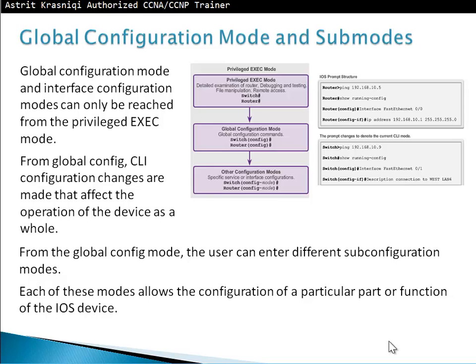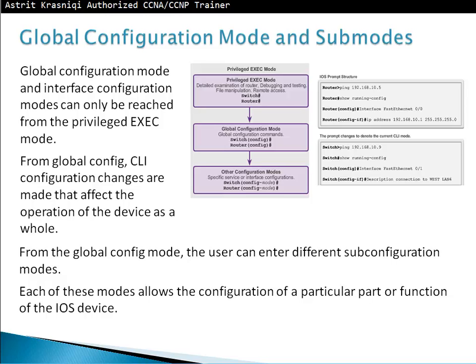Global configuration mode and submodes. Global configuration mode and interface configuration mode can only be reached from privileged exec mode. From global config, CLI configuration changes are made that affect the operation of the device as a whole. From the global config mode, the user can enter different sub-configuration modes. Each of these modes allows the configuration of a particular part or function of the IOS device.